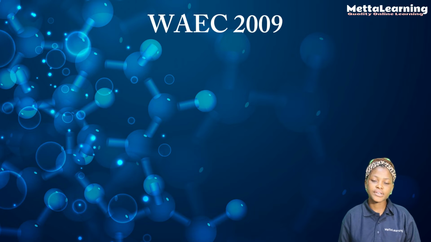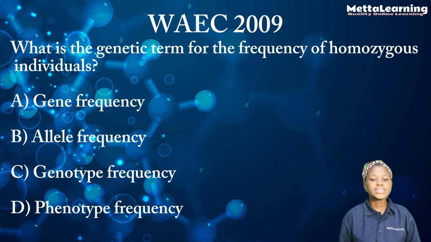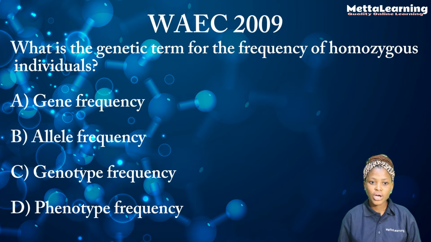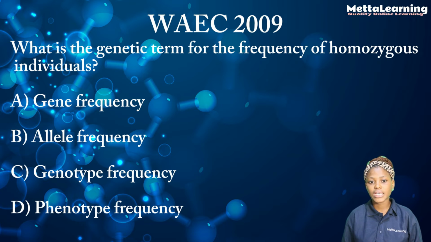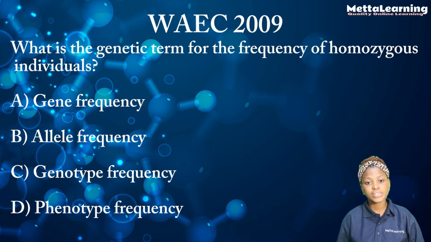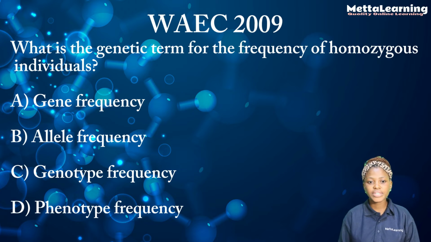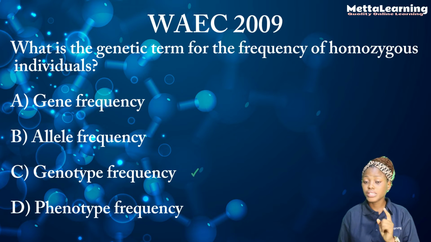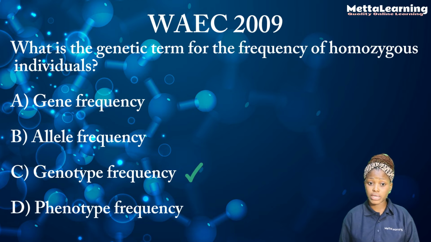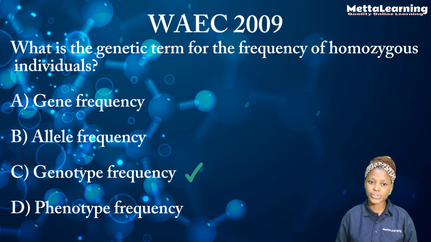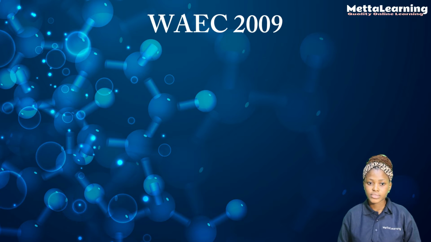2009, objective question 20. What is the genetic term for the frequency of homozygous individuals? Option A, gene frequency. Option B, allele frequency. Option C, genotype frequency. Option D, phenotype frequency. Genotype frequency, option C, is the correct answer. It is the genetic term for the frequency of homozygous individuals.